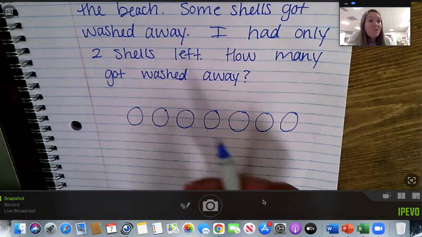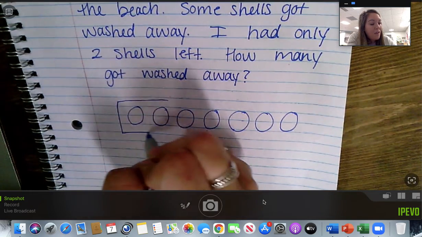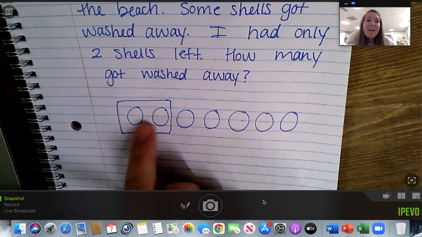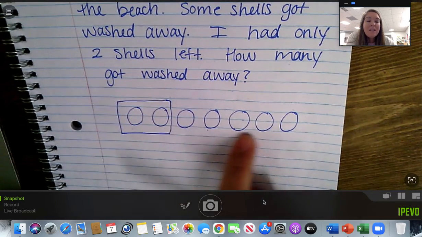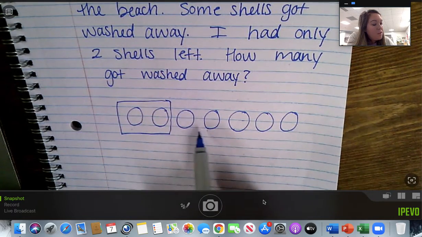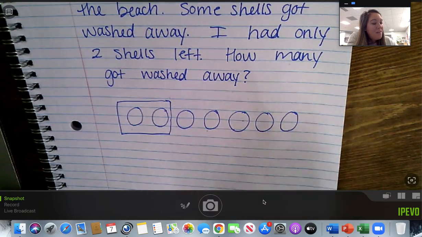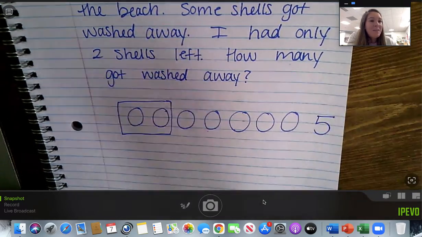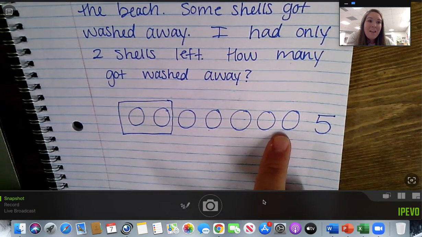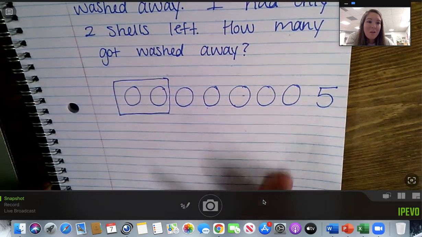I think we could circle 2 shells, right? Or put a box around 2 shells because those are the shells I had left. Let's put a box around the first 2 shells. 1, 2. That's how many I had left. Now I can see how many got washed away. Let's count. 1, 2, 3, 4, 5. I had the answer 5. Give me a thumbs up if you also had 5. 5 shells got washed away out of the 7 that I collected. So we used a picture strategy, okay?